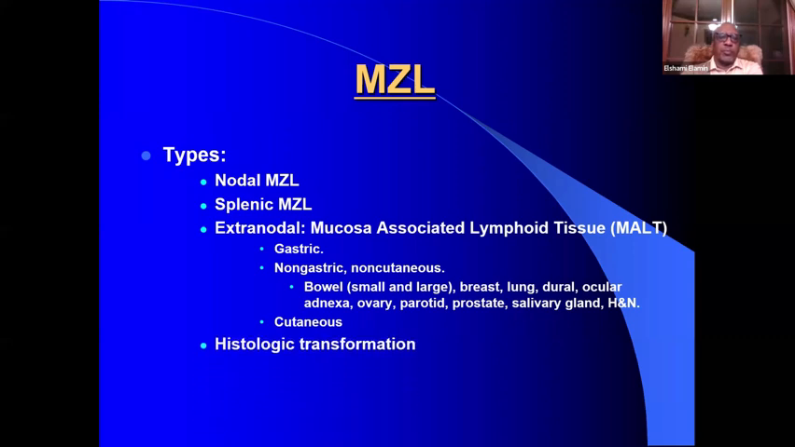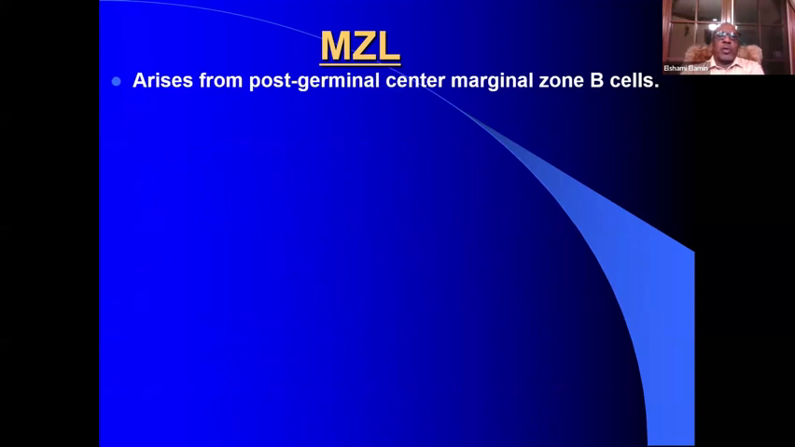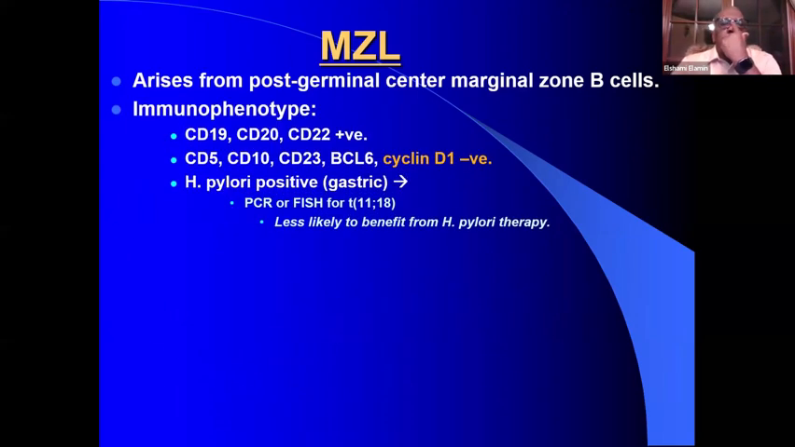It is a low-grade lymphoma. Histologic transformation could happen. Marginal zone lymphoma arises from the post-germinal center marginal zone of the B cells. This is the flow cytometry. It is characterized by being cyclin D1 negative, different from mantle cell lymphoma. If it's gastric, it could be H. pylori positive, and you need to confirm that with PCR or FISH for the translocation 11;18.